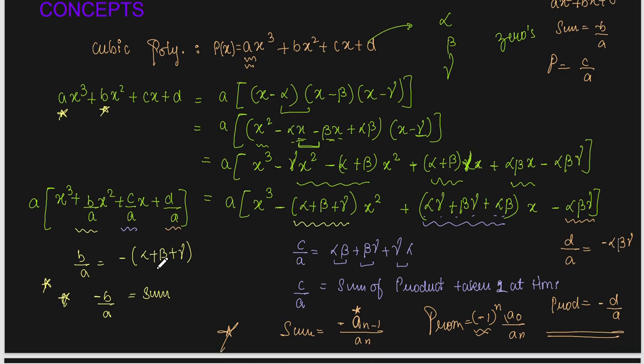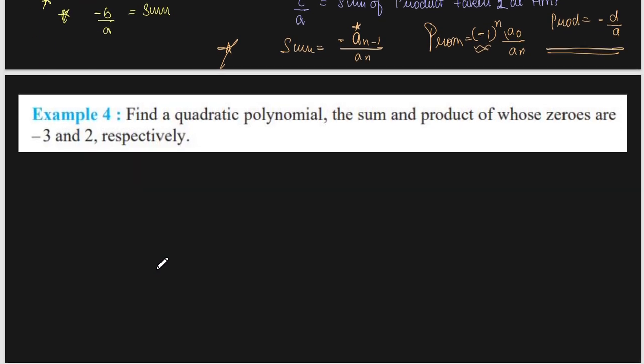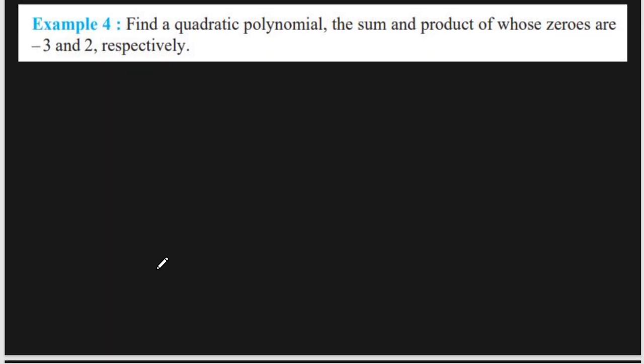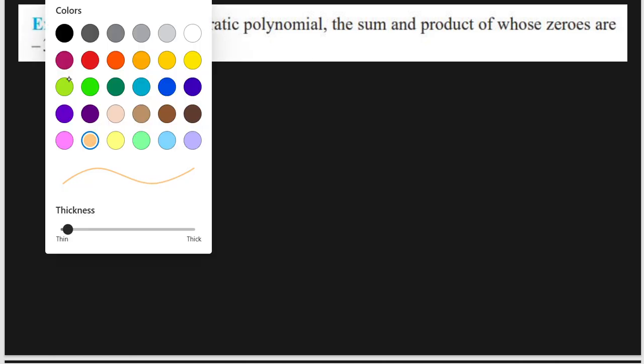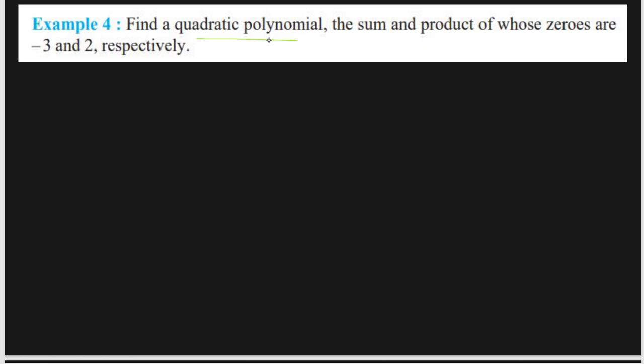Any doubts so far? If this is clear, we can come up with the question: find the quadratic polynomial, the sum and product of whose zeros are given. So again, a simple thing. Now I hope you will be able to solve it, because you know how to find the quadratic polynomial. So take a minute, pause the video and solve it.